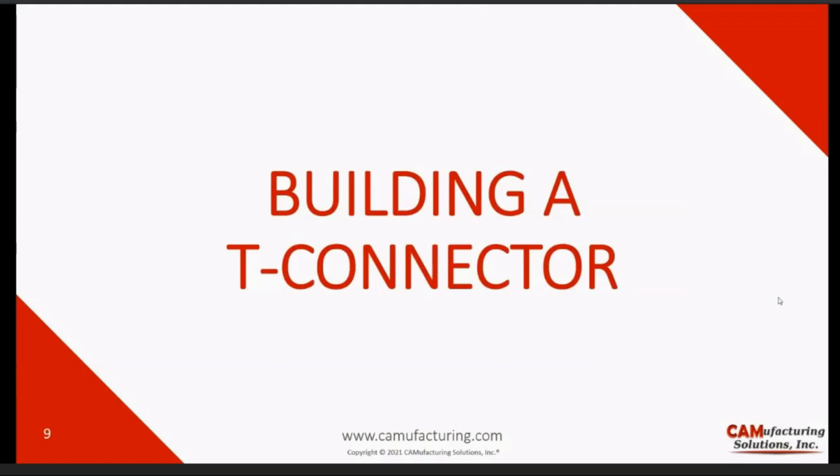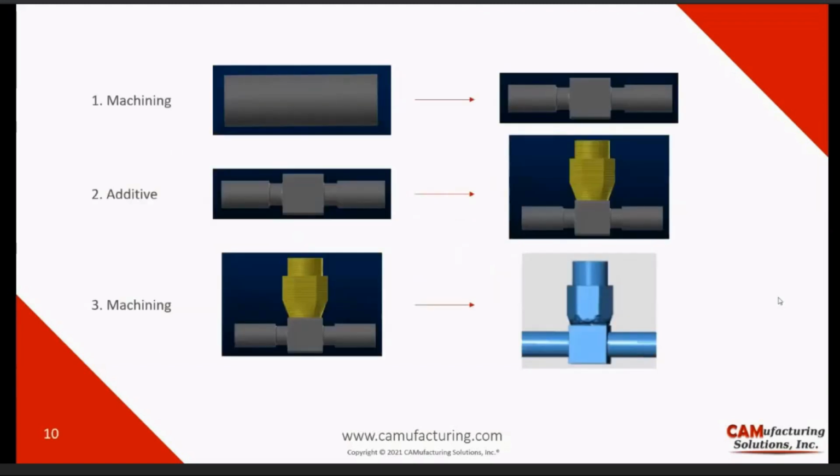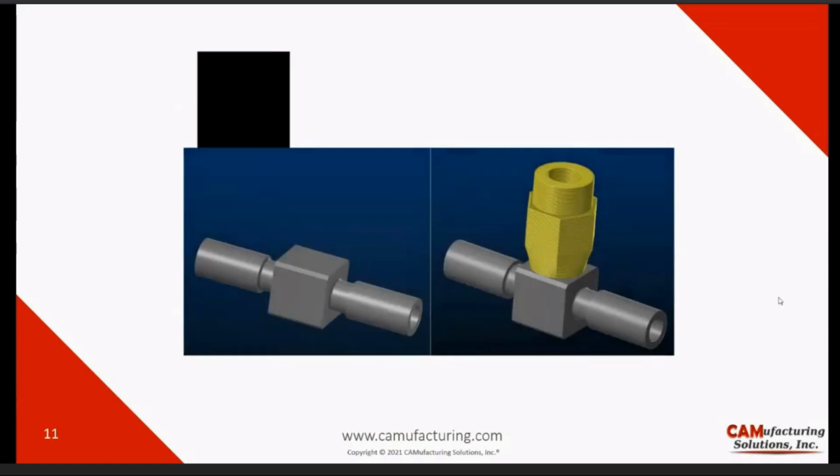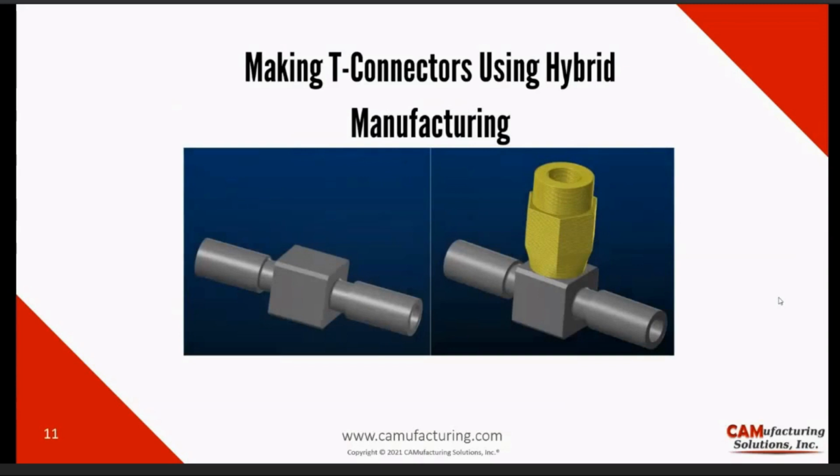Our second case study is building a T-connector. These are just the different steps that, again, show how we can use hybrid manufacturing in our software. We start with an initial machining process, followed by an additive process, and finally a third machining process. And in the following video, we'll go through the different steps of how each of these stages is achieved. So this is the start product, and this is the final product over here.